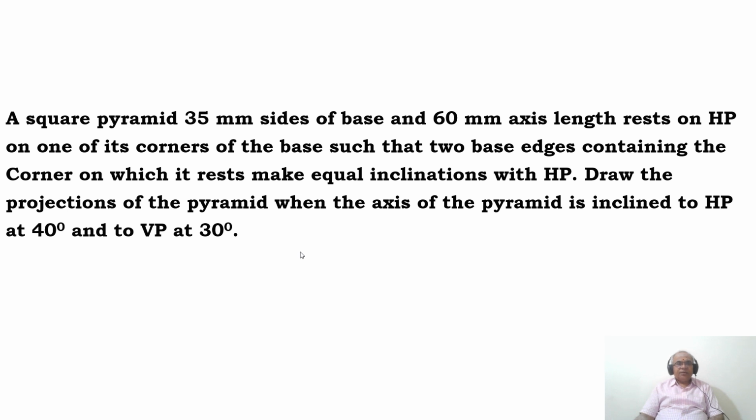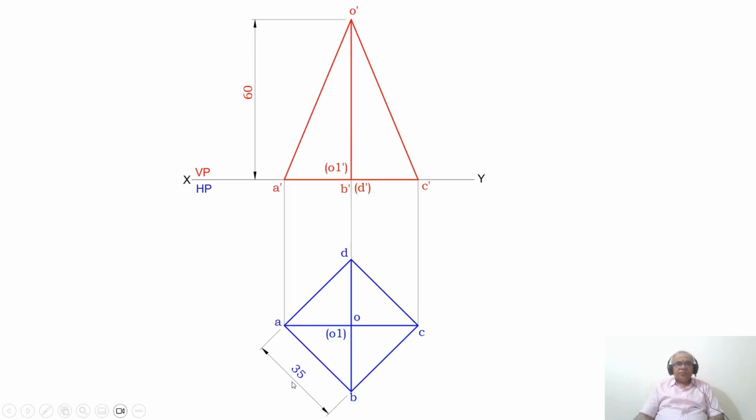To do this problem, see, it says it is resting on one of the corners of its base, such that two base edges containing the corner on which it rests make equal inclination with HP. Since it is resting on a corner, obviously you need to keep the position such that the corner comes at the extreme point. That is possible only when you rotate the square by an angle of 45 degrees.